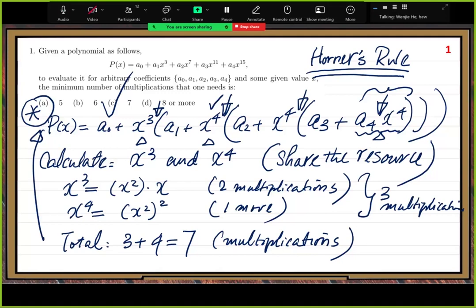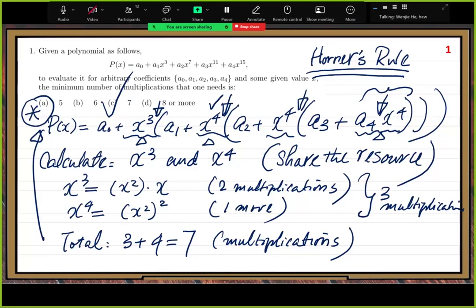Remember this question? You will see a similar question again in the midterm, but I modify it slightly. The part I modify is the power of x related to the power of x. I modify that part, okay? But you need to stick to our basic idea.